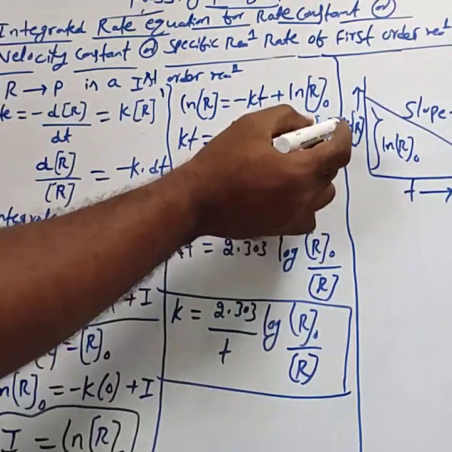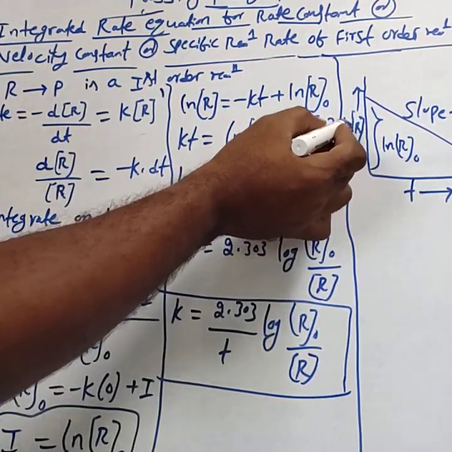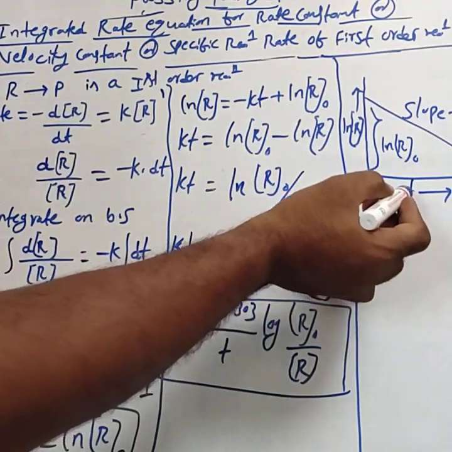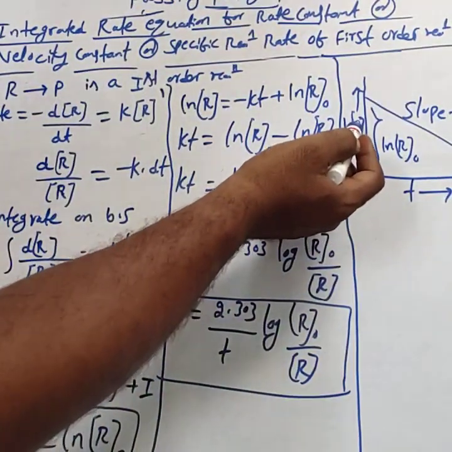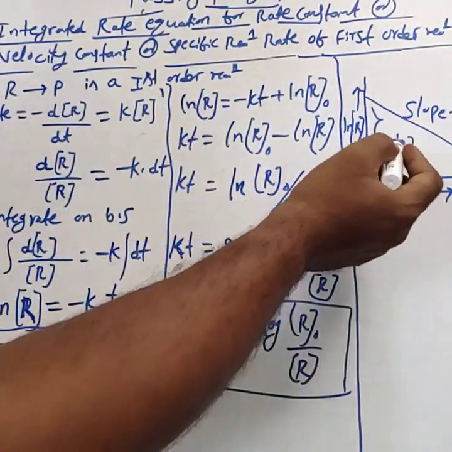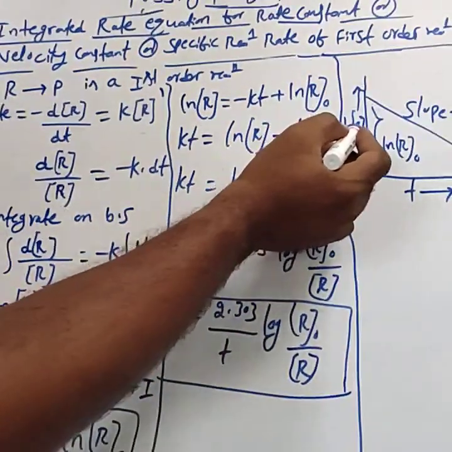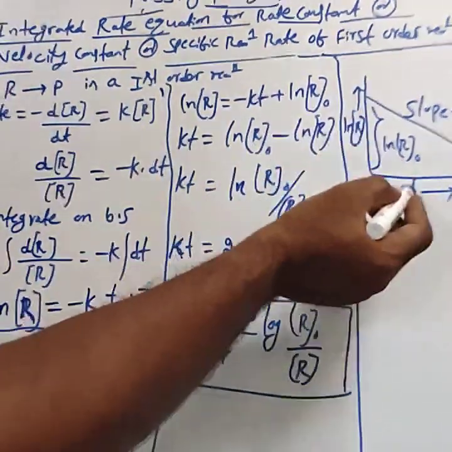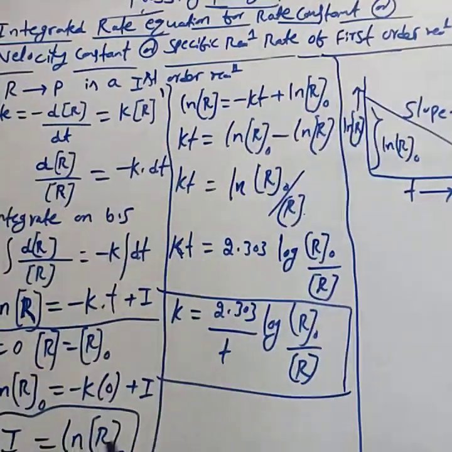In the zero order, we used only the concentration of R. Here it is ln R versus t. In the zero order, without ln, only the concentration of R versus time, the slope is the same, minus k, and the intercept value is R naught. But for the first order, ln R versus t, the intercept value is ln R naught and the slope value is minus k.